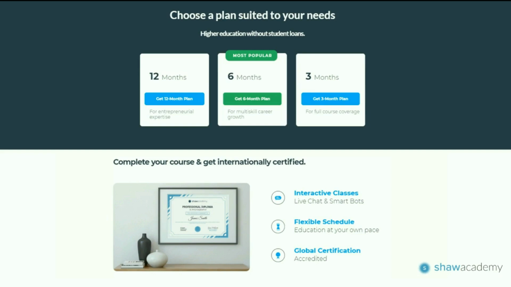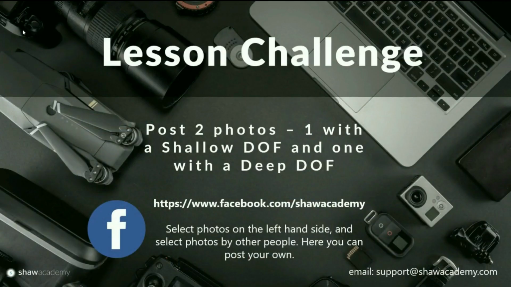Thank you for allowing me to bring all of that information to you. Don't forget our lesson challenge for this one. I'd like you to post 2 photographs, one with a shallow depth of field and one with a deep depth of field. Similar to our shutter speed, I want you to use your apertures now, one photograph with a shallow depth of field and another with a deep depth of field. Please post that to our Facebook page, facebook.com/Shaw Academy.